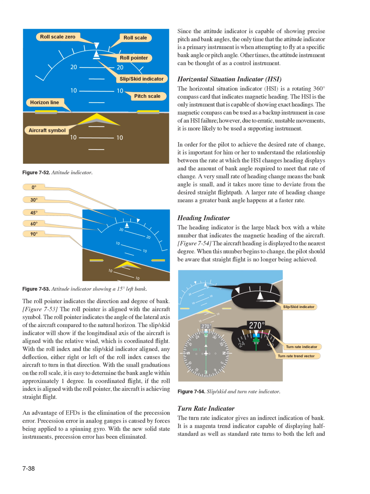Horizontal Situation Indicator, HSI. The Horizontal Situation Indicator, HSI, is a rotating 360 degrees compass card that indicates magnetic heading. The HSI is the only instrument that is capable of showing exact headings. The magnetic compass can be used as a backup instrument in case of an HSI failure. However, due to erratic, unstable movements, it is more likely to be used as a supporting instrument.